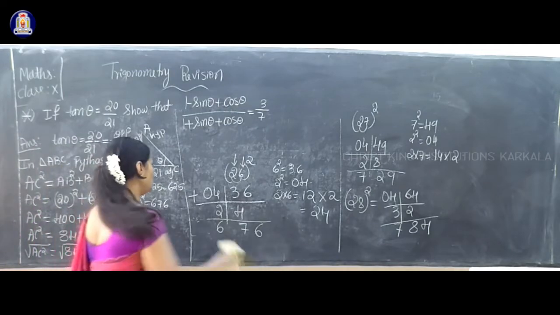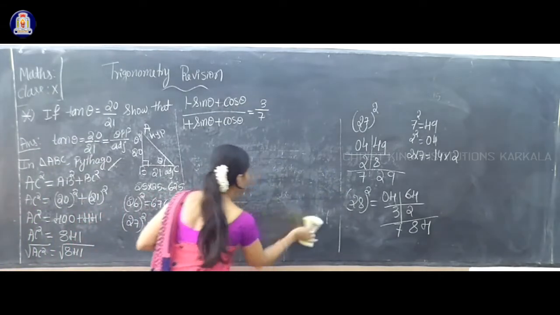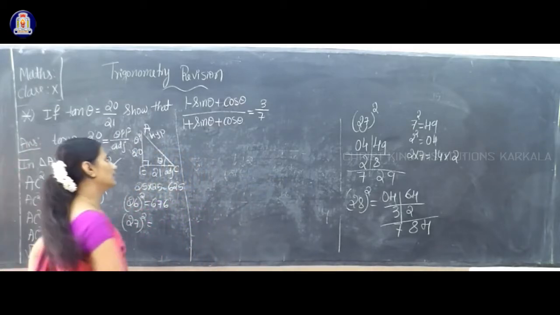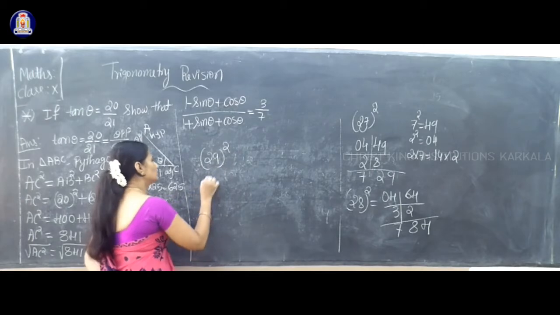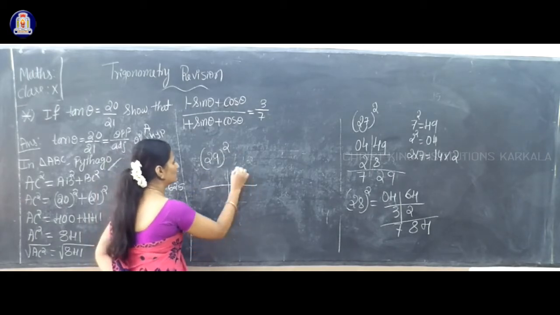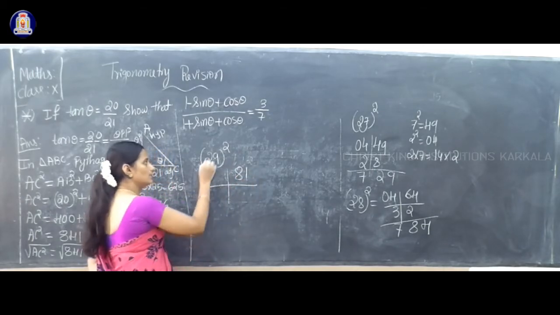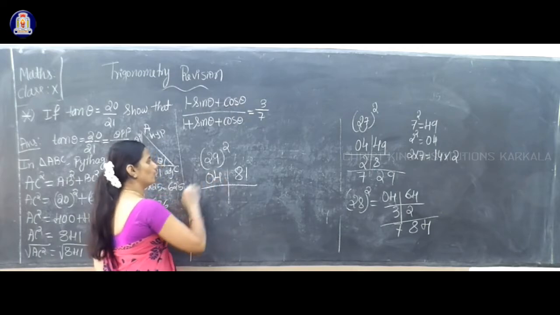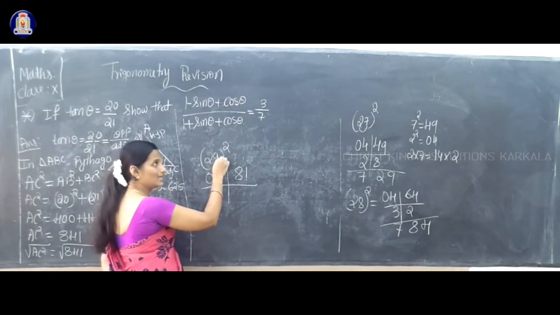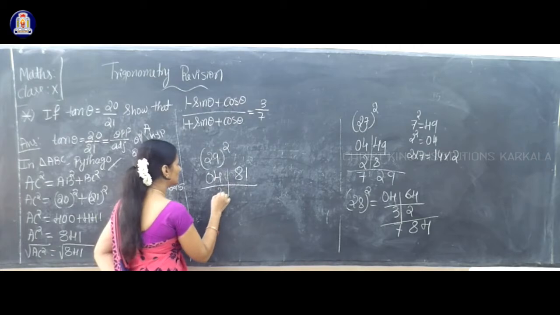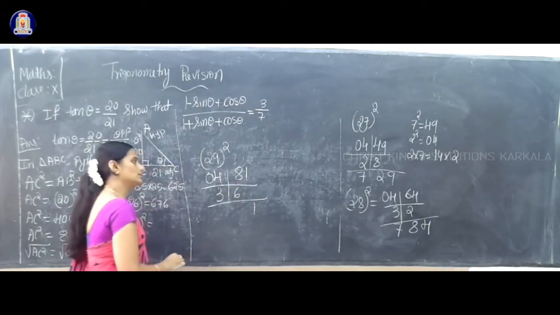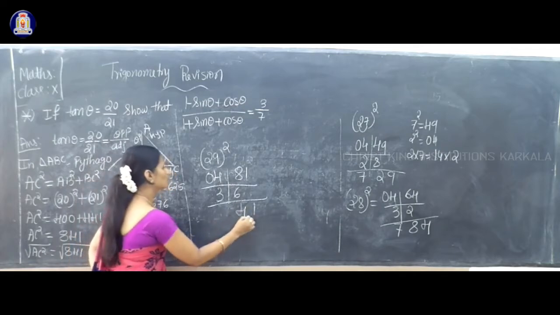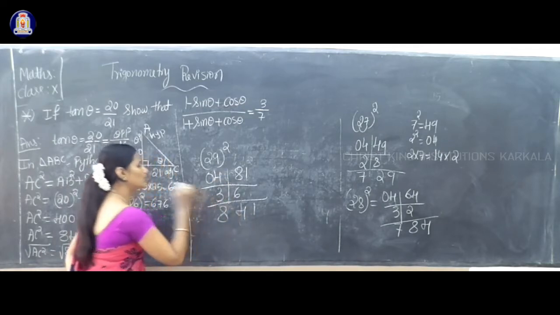So it is 841. So 841, 29 square. So 29 square, once we'll check. 9 square is 81. 2 square is 4. 2 nines are 18. 18 into 2 is 36. So now it is 1. So 8 plus 6, 41. So 7, 8. So 841.